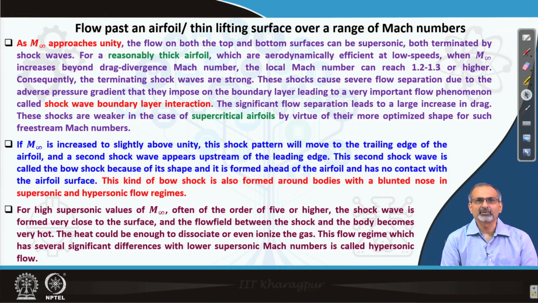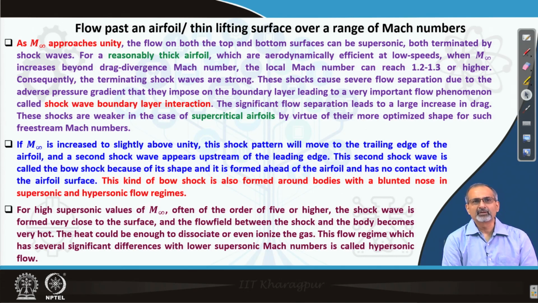These shocks are weaker in the case of supercritical airfoils by virtue of their optimized shape for such free stream Mach numbers. So this is another thing which you may have come across earlier, supercritical airfoils, try reviewing them. But the first bullet point essentially deals with conditions in the high subsonic Mach number ranges. We are not yet talking about free stream Mach numbers which have gone beyond 1.